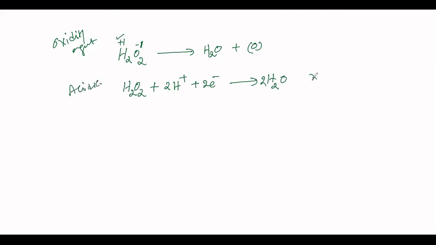Important. Then in alkaline medium also it acts as an oxidizing agent, so that it gets reduced. So in alkaline medium you can write it as H2O2 plus 2 electrons giving 2OH-. This is in alkaline or basic medium. In both these reactions, it acts as an oxidizing agent.